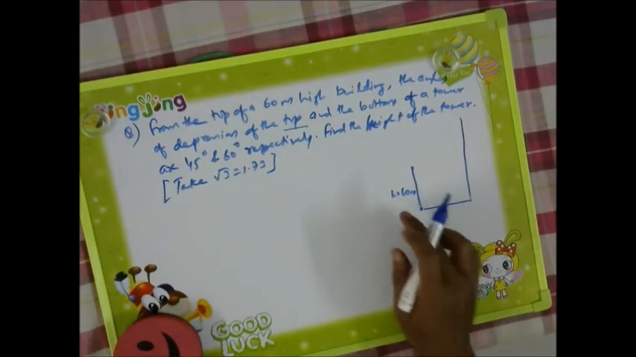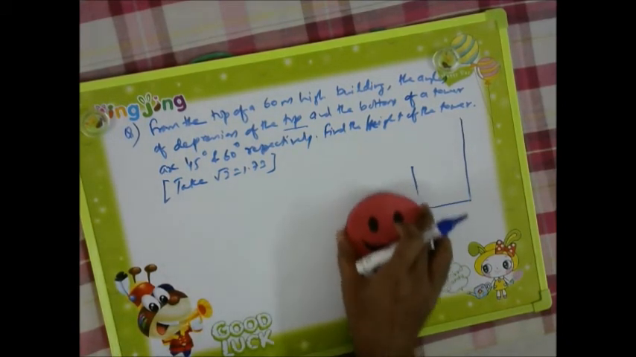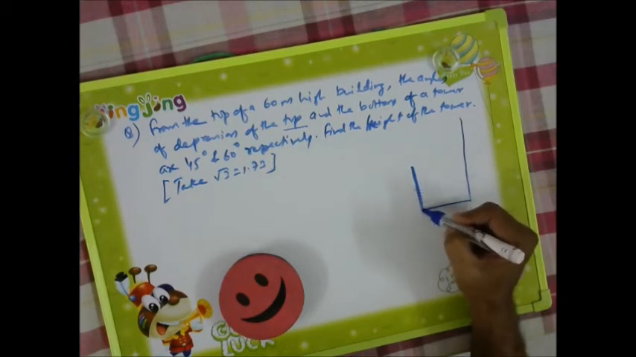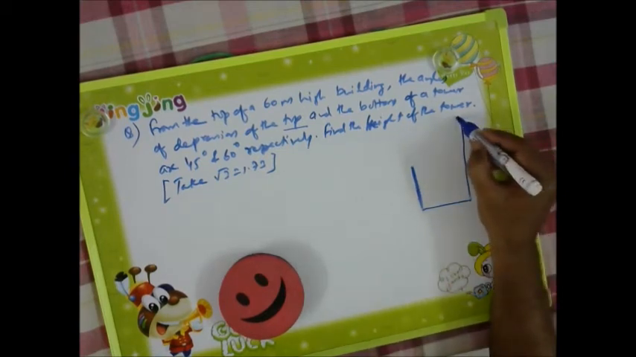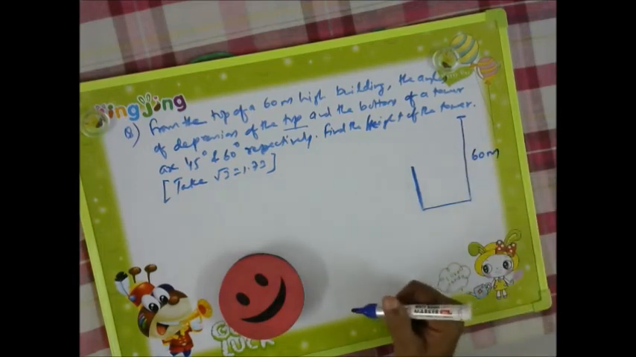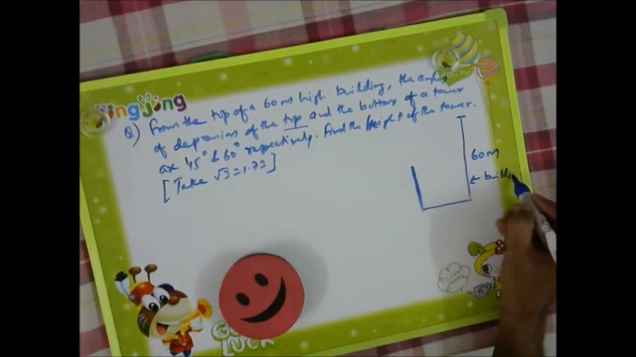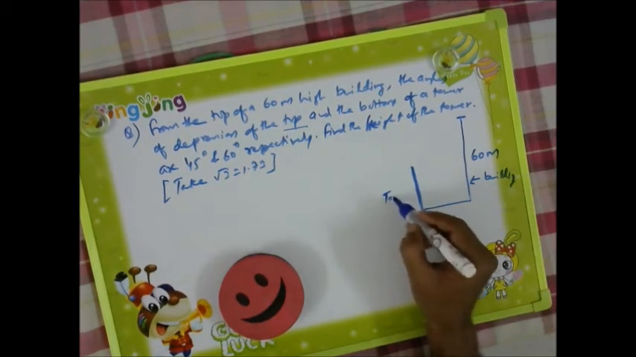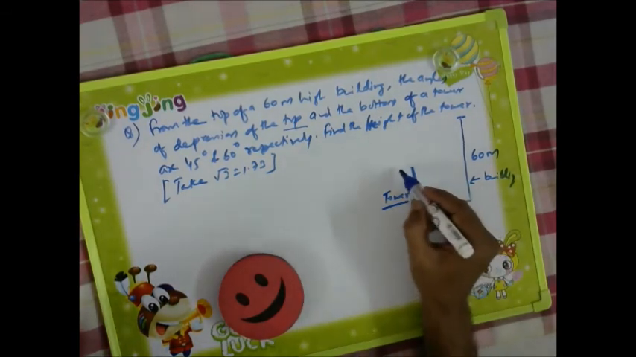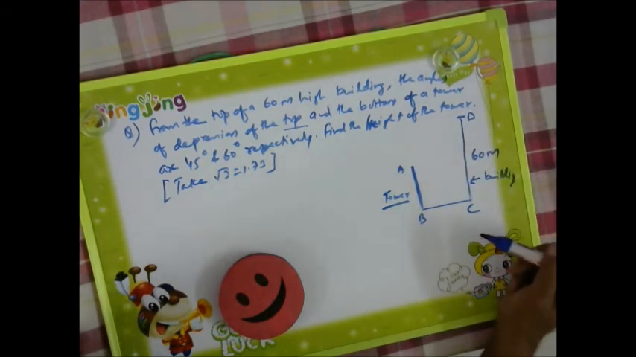Oh, this is actually the tower. Let us make it. That's why I told you that we have to understand the question completely, and this is the building, 60-meter height building. So this one we will take as building, and this is tower, which is A, B, C, and D.